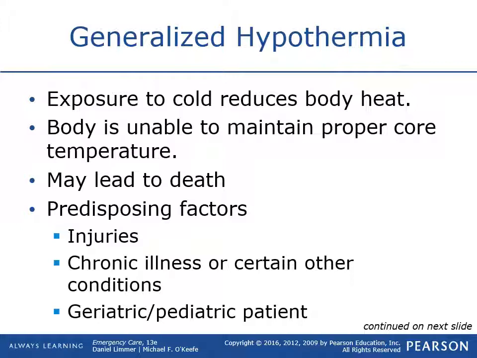Generalized hypothermia is basically exposure causing the body to reduce its heat levels. The body is unable to maintain its proper core temperature, about 98.6 degrees Fahrenheit, and this could ultimately lead to death. Some predisposing factors that can cause hypothermia are injuries, chronic illness or ailments, or being a geriatric or pediatric patient.